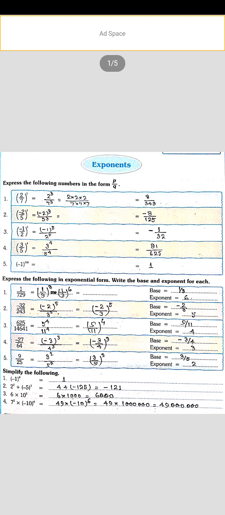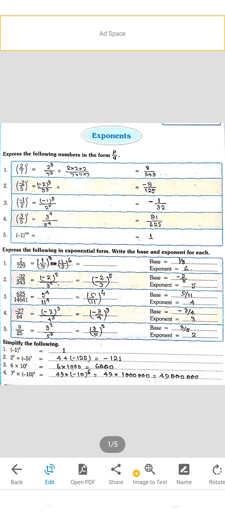(3 by 5) raised to the power 4 equal to 3 raised to the power 4 by 5 raised to the power 4, equal to 3 multiply 3 4 times and 5 multiply 5 4 times. So it can be 81 by 5 raised to the power 4 equal to 625. Question number 5, minus 1 raised to the power 100. 100 is an even positive integer. So the value of minus 1 raised to the power 100 equal to plus 1.